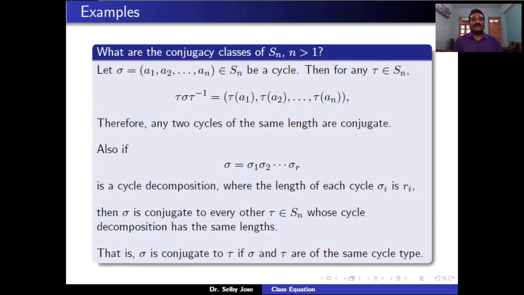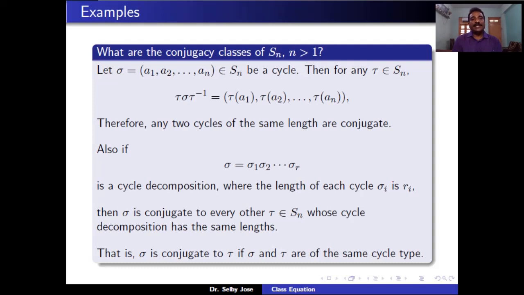Let us see the class equations of Sn. So we should find out what the conjugacy classes of Sn are. Let sigma be an n-cycle, say sigma is equal to (a1, a2, a3, ..., an). Then for any tau belonging to Sn, tau sigma tau inverse is equal to (tau of a1, tau of a2, etc., tau of an), which is also an n-cycle. That means that any two cycles of the same length are conjugate.